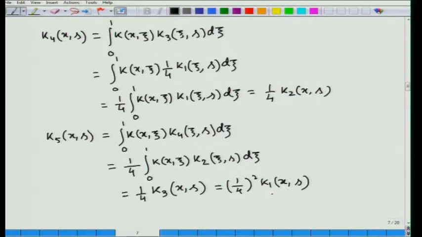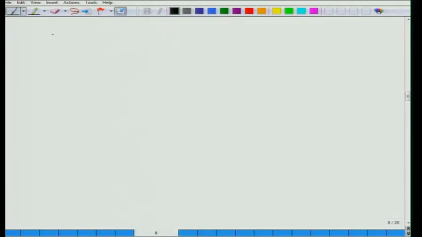So, with these few results we can claim that in general we will have this recursive formula, that is k(n+1)(x,s) is equal to 1/4 k(n-1)(x,s). This result is valid for n greater than or equal to 2. So, this is actually one important step that we have obtained.